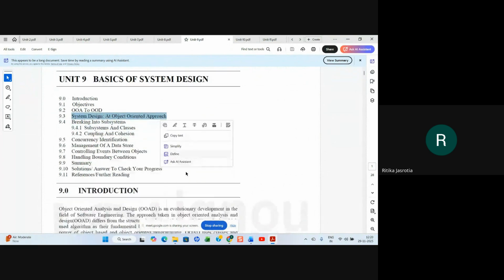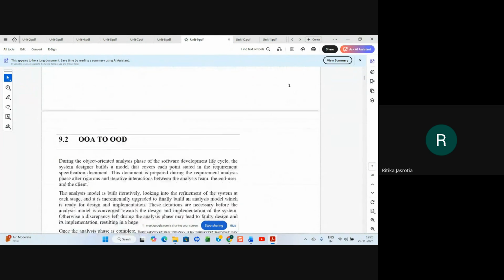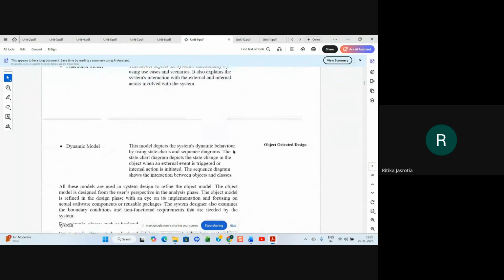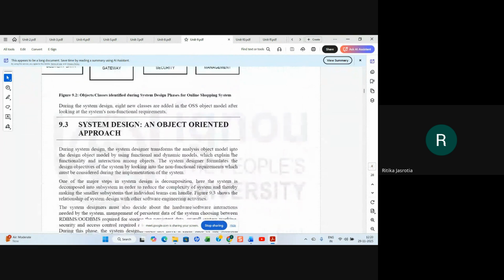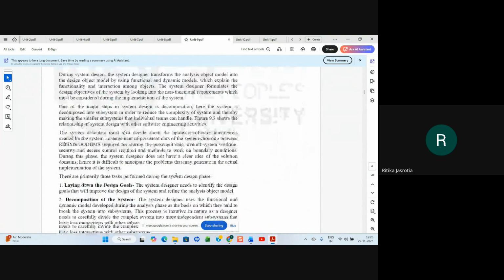This is system design in unit 9. During system design, the system designer transforms the analysis object model into the design object model by using functional and dynamic models which explain the functionality and interaction among objects. The system designer formulates a design objective of the system by looking into the non-functional requirements which must be considered during the implementation of the system.